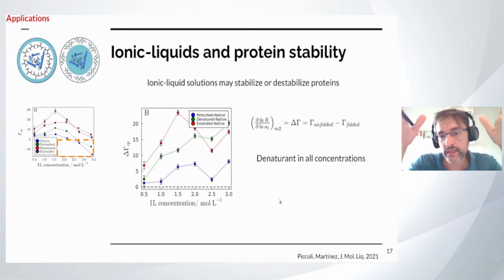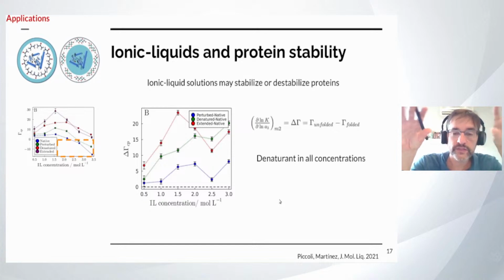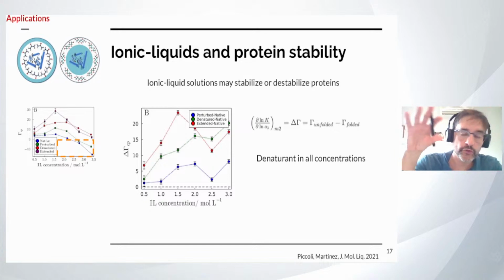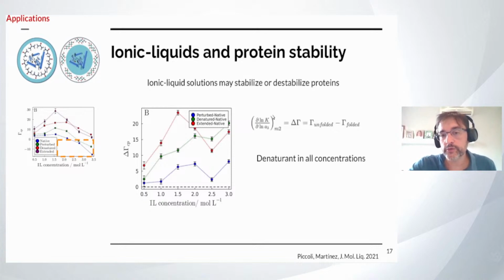So if we imagine that we have a two-state mechanism in which we have the folded protein and the unfolded protein, this mechanism has an equilibrium constant, and we are computing here what's the effect of the concentration of the co-solvent on this equilibrium constant. And in fact, this effect on the equilibrium constant is just the difference between the preferential interaction parameter in the final state of the transformation minus the preferential interaction parameter in the initial state of the transformation.